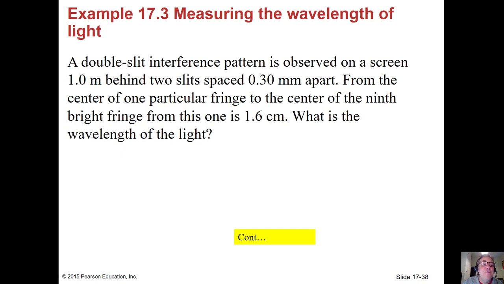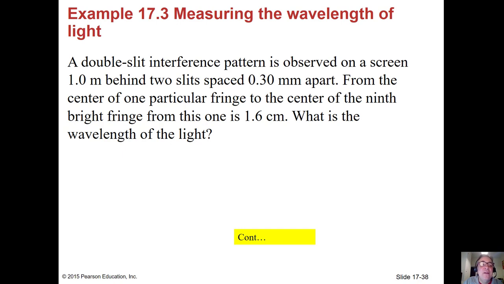Here's an example, though. Double slit interference pattern is observed on a screen. Okay, double slit. Hopefully you make your own formula sheet before the test. Look at the double slit section. You'll have a picture of what the double slit looks like. So we can figure out what these numbers are, right? There's a whole bunch of numbers here. What do these all mean?